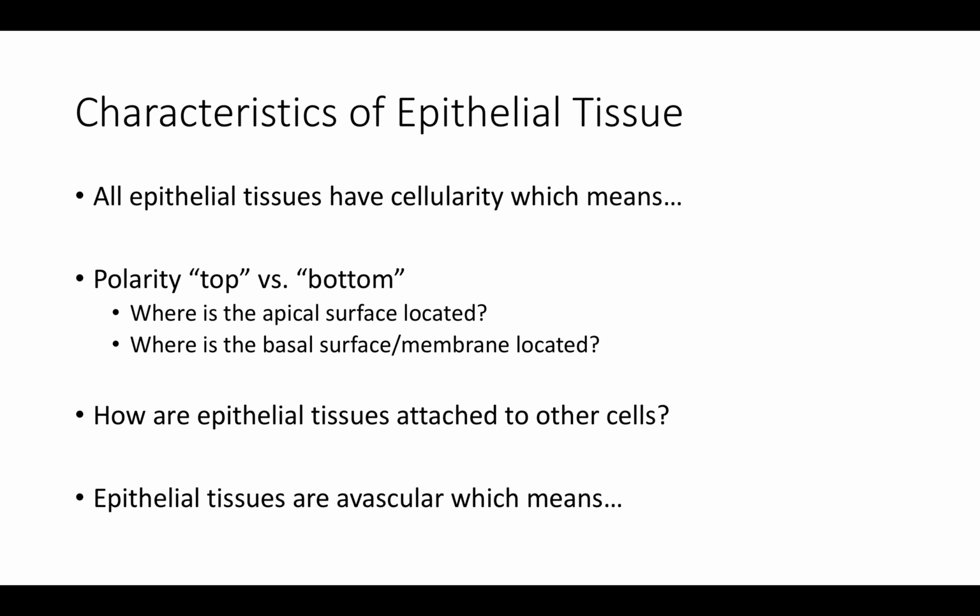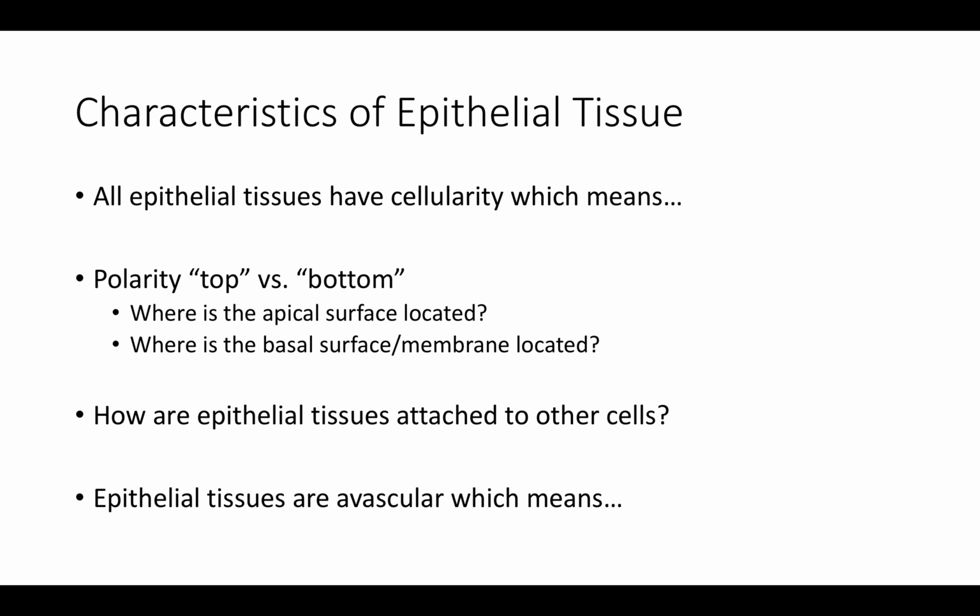The defining characteristics of epithelial tissues is that they're made of cells. They have a polarity, which means they have a top and a bottom. The apical surface is going to be at the top of the tissue. It's where the free edge or the white space is located. And the basal surface or membrane is at the bottom where it's going to be attached to other cells. How they're attached to other cells is through something called the basement membrane.